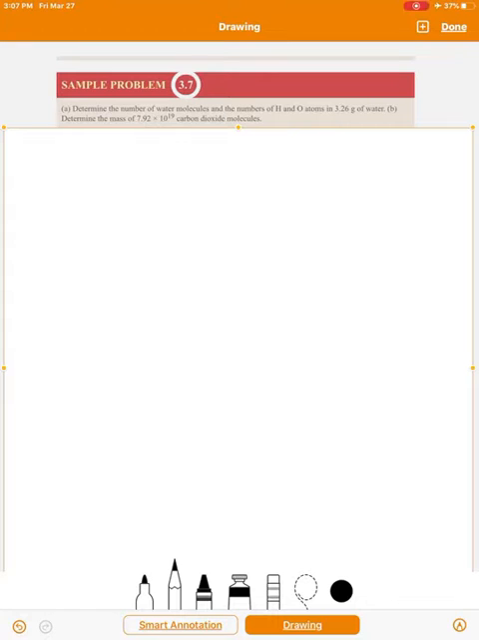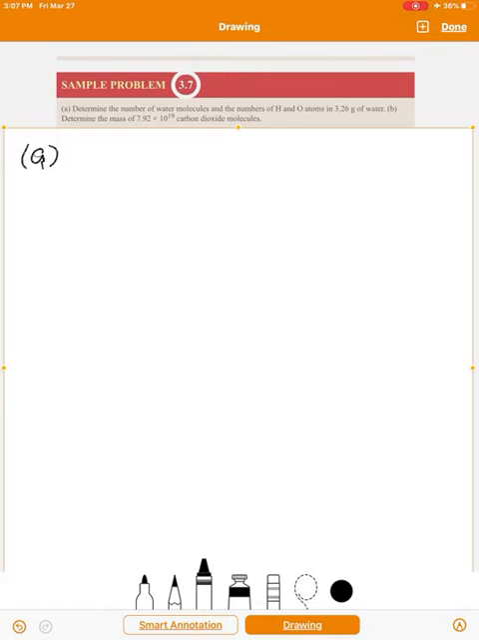Sample problem 3.7. Determine the number of water molecules and the number of hydrogen and oxygen atoms in 3.26 grams of water. Determine the mass of 7.92 times 10 to the 19th carbon dioxide molecules. So what this problem does is it takes what we did in sample problems 3.5 and 3.6, combines them together. It's a combination problem. So let's try part A here.